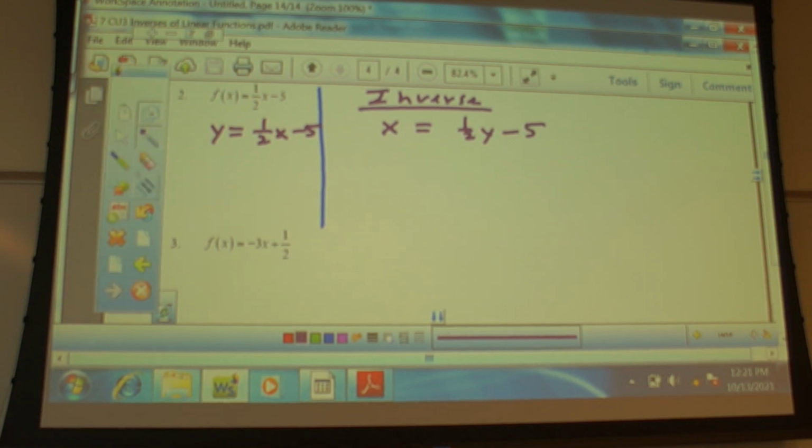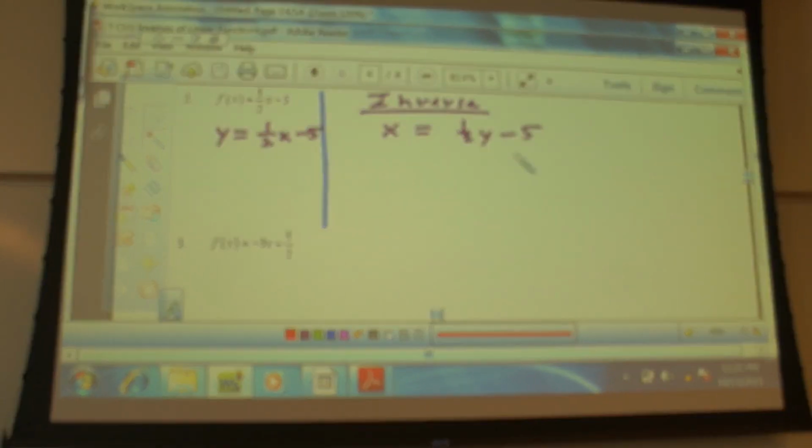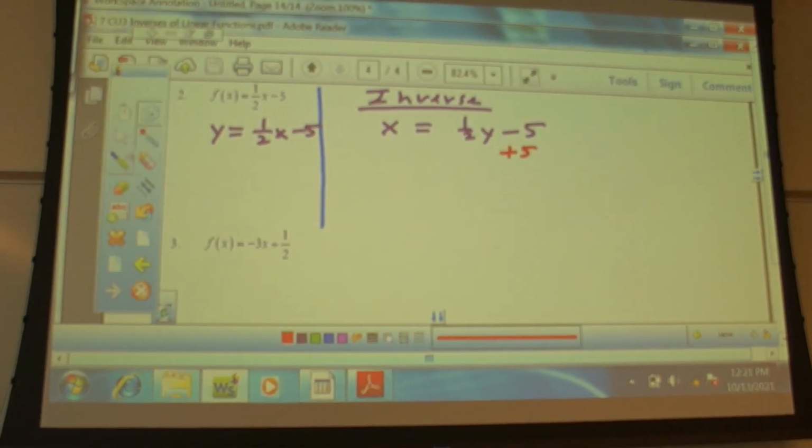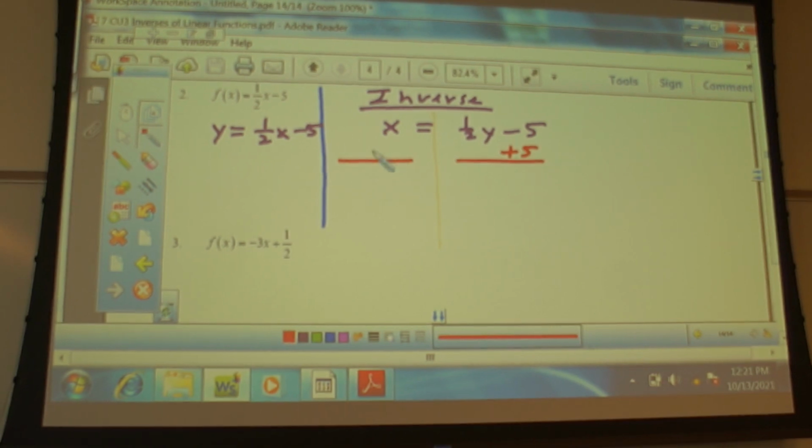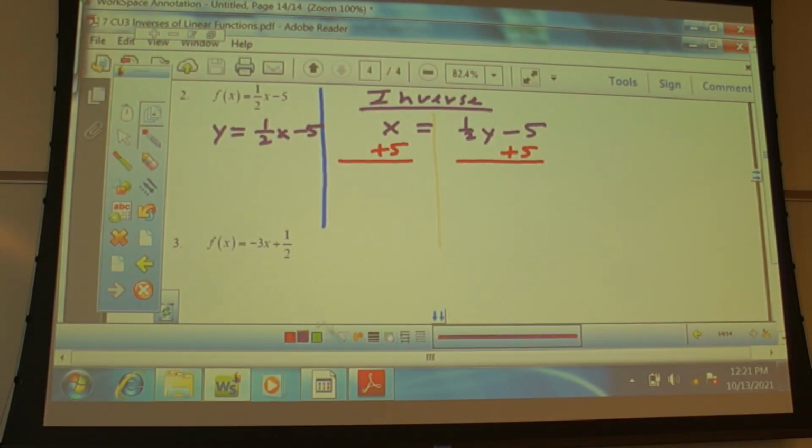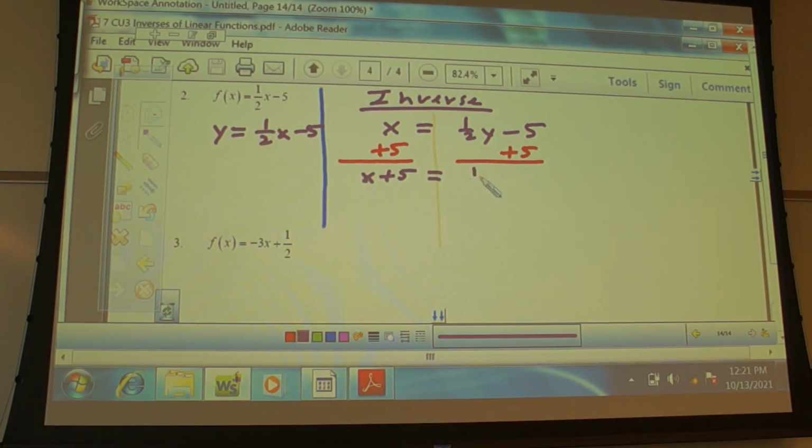So the first thing we need to get rid of is what? -5. Because you have to undo them in opposite order. First the y gets multiplied by 1/2, and then you subtract 5. So you have to undo the last thing, the minus 5. How do you undo minus 5? Plus 5. And again, don't forget to draw this little line straight down so you keep these two halves straight. What you do on this half, you have to do on this half as well. So that will give me x plus 5 equals 1/2 y.